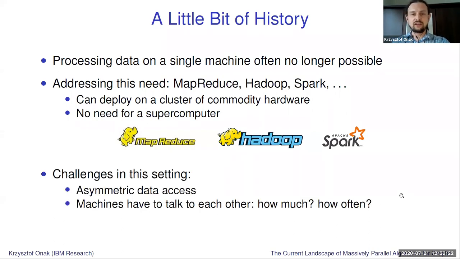On the other hand, this poses new challenges, right? Because the data is no longer in a single place. So you have to figure out how to organize communication between machines that are involved in processing the data, right? You have to figure out how to make sure they don't exchange too much information, they don't do it too often. The whole protocol, the whole algorithm that is running on this cluster is not too adaptive, because that could lead to significant slowdowns.